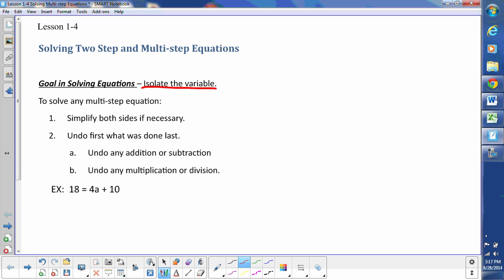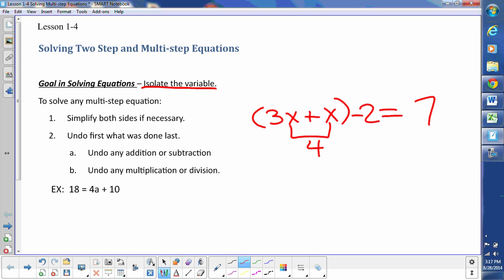First, simplify both sides if necessary. So for example, if you have an equation like 3x plus x minus 2 equals 7, your first step will be to combine your like terms. 3x plus 1x is 4x minus 2 equals 7.